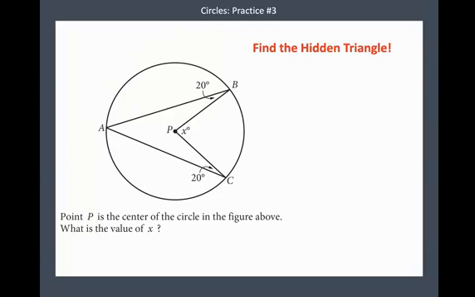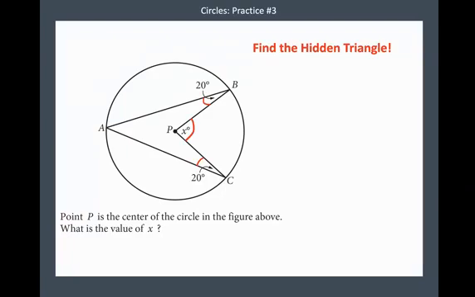Point P is the center of the circle above. What is the value of X? So they're asking for X, which is really this central angle here that's creating the arc BC. So they're asking for the angle measurement. But we're going to have to use the other information around it. We find out that these little acute angles are 20 degrees.